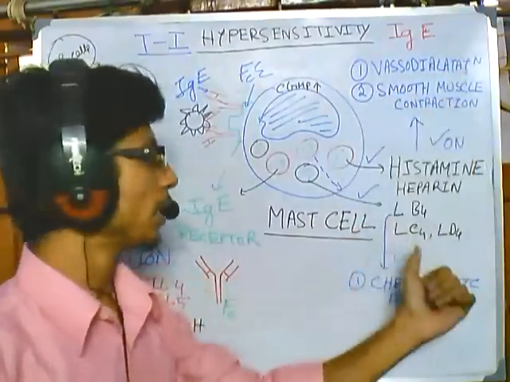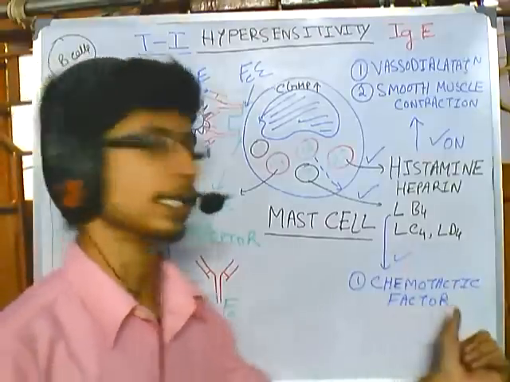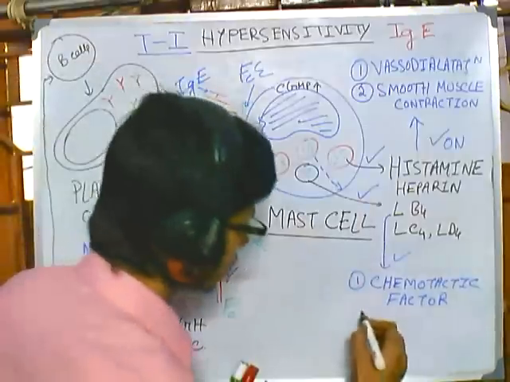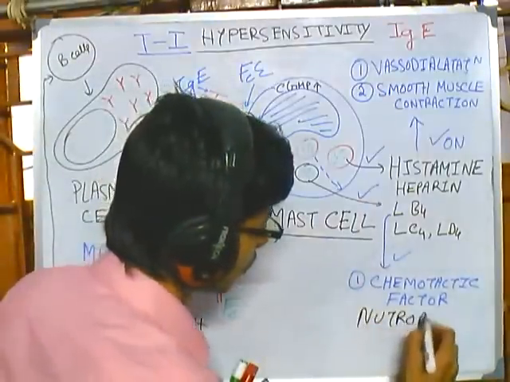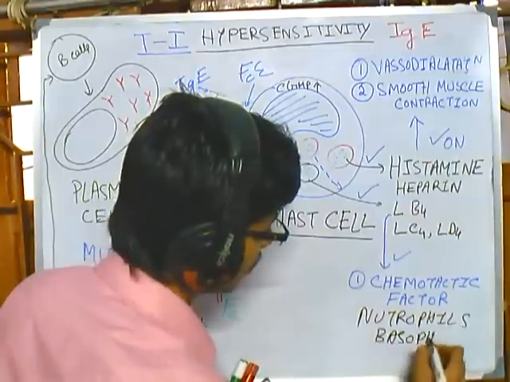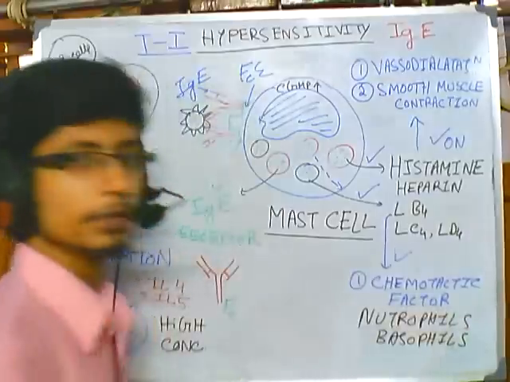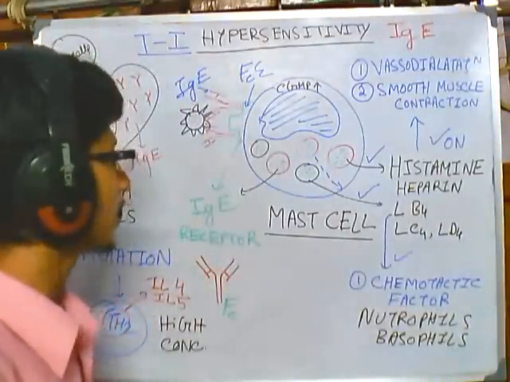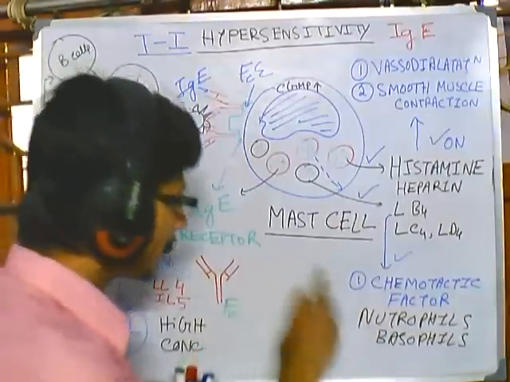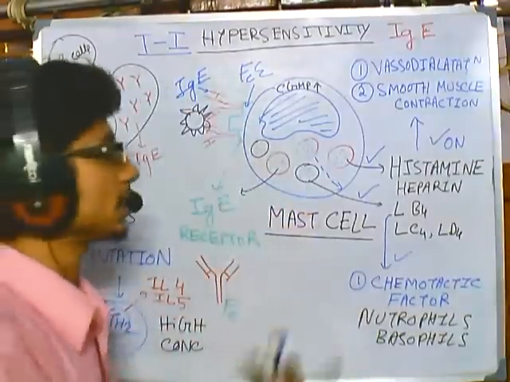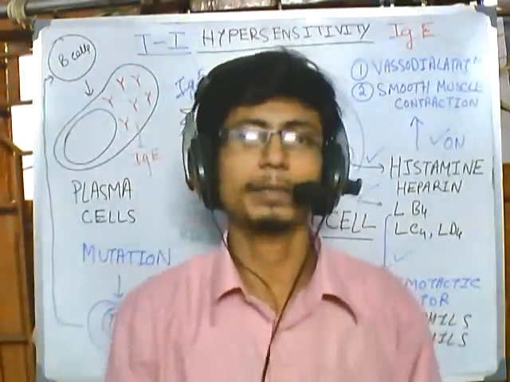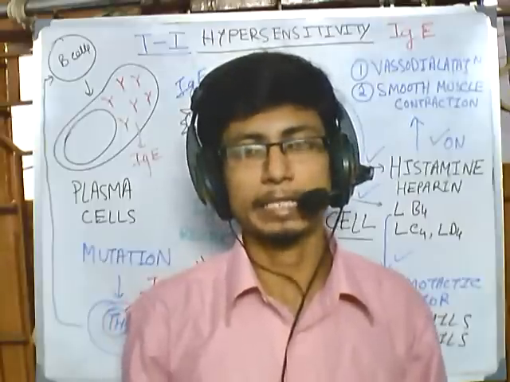Then histamine starts vasodilatation and smooth muscle contraction. On the other hand, leukotriene molecules act as chemotactic factors and start calling neutrophils and basophils and also eosinophils. As a result they are creating an immune response, creating the area where everything starts swelling out, getting red, and then all the rashes come out, all these things are happening.